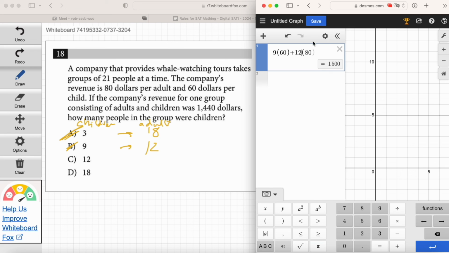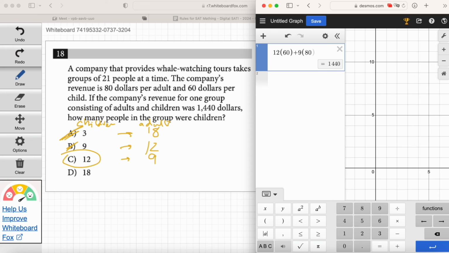Let's try C. If there are 12 children, how many adults are there? There are 9 adults. So I'm replacing the 9 with the 12. 12 kids, 9 adults at $80 a ticket. Did that give us 1,440? Yes, it does. Answer choice C.